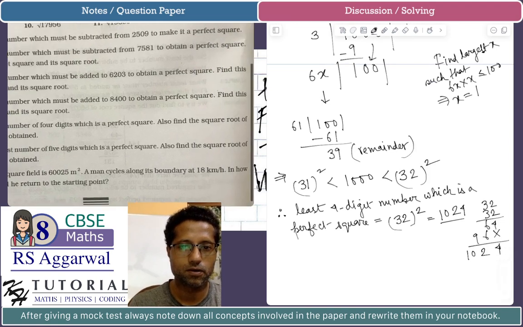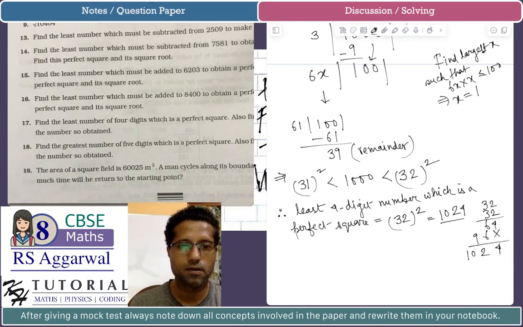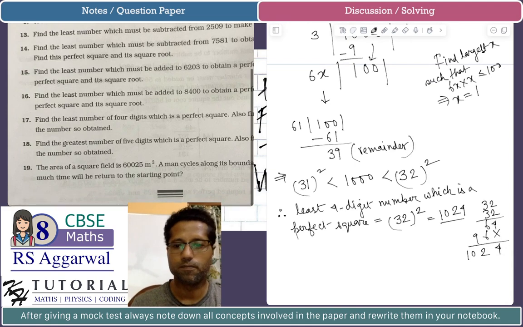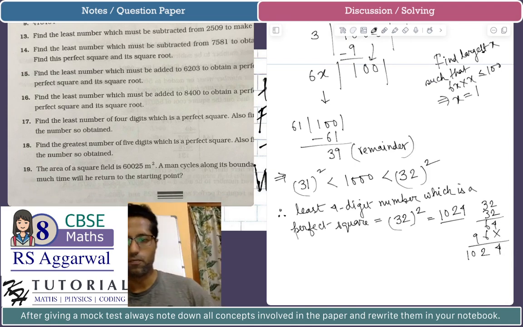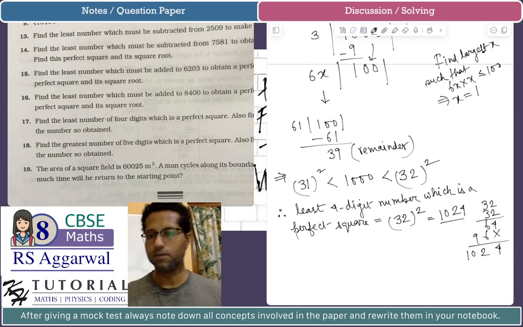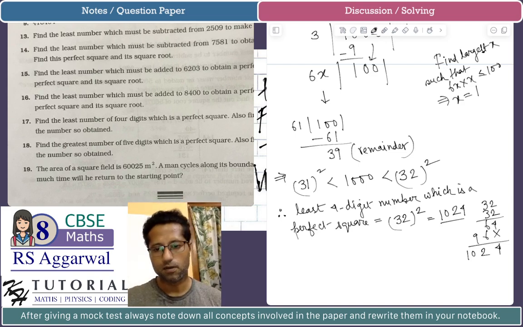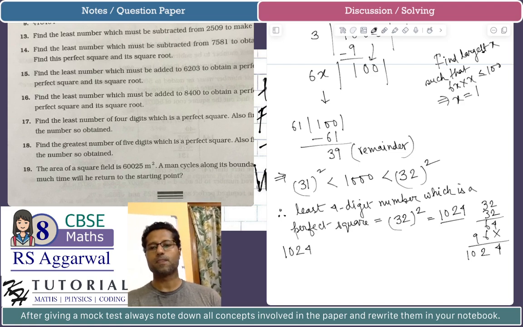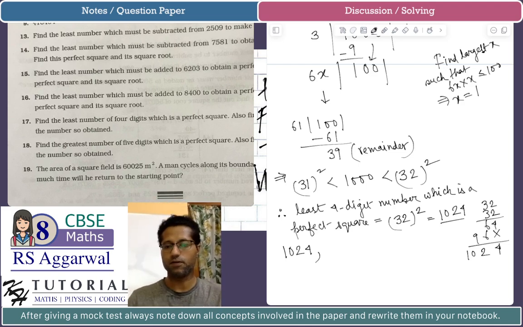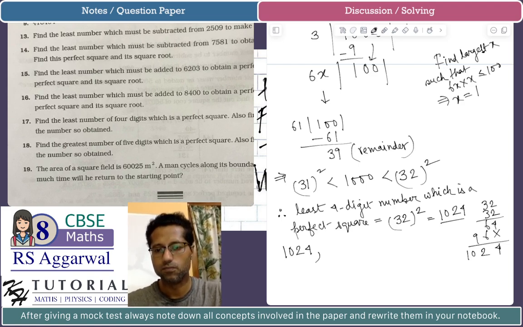Also find the square root of the number obtained. So the question has two parts. First it asked for the least four-digit number which is a perfect square, which is 1024, and it also asked for the square root of that perfect square. What will be the square root of the number? Clearly that is 32.